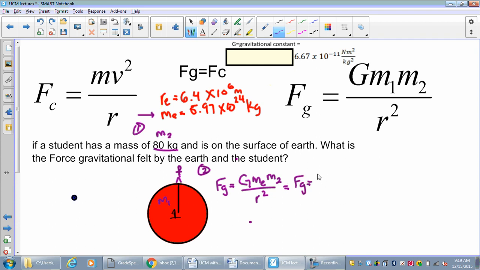So let's see, G. And in the calculator, I'd put a double parentheses around this. 6.67. And remember how to do times 10 to the? It's E. And then put the power negative.